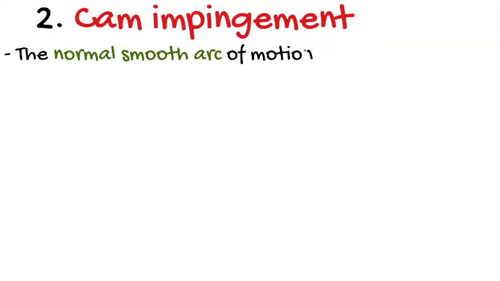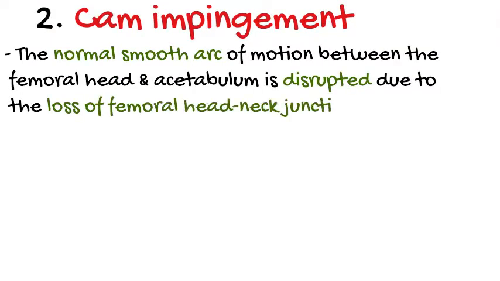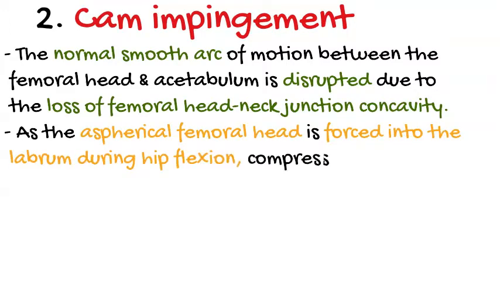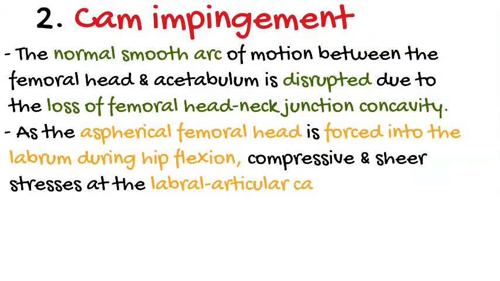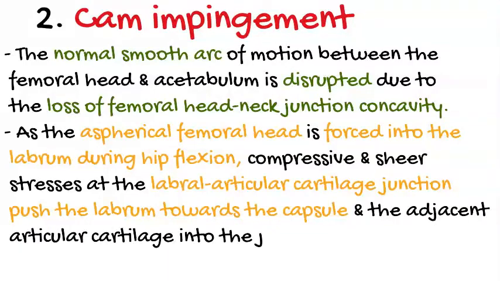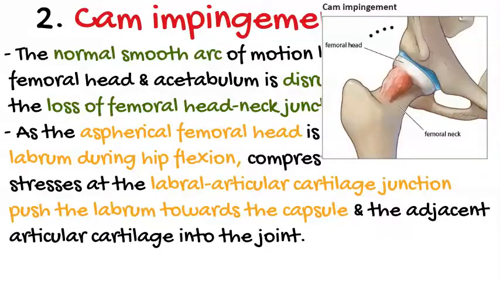In cam impingement, the normal smooth arc of motion between the femoral head and acetabulum is disrupted due to the loss of the femoral head-neck junction concavity. As the aspherical femoral head is forced into the labrum during hip flexion, compressive and shear stresses at the labral articular cartilage junction push the labrum towards the capsule and the adjacent articular cartilage into the joint.